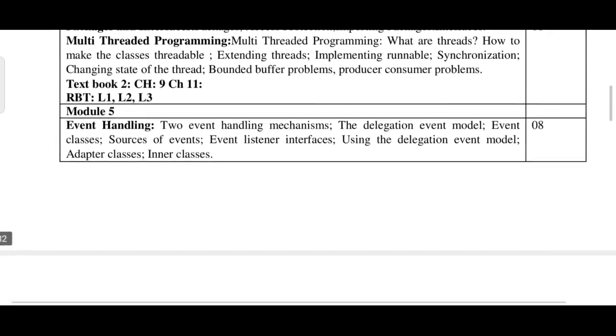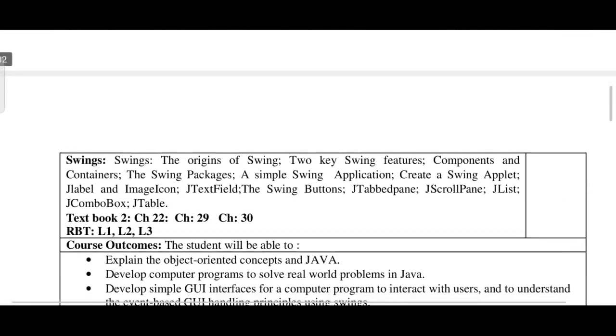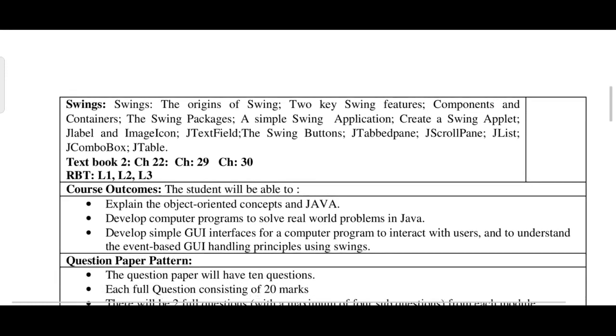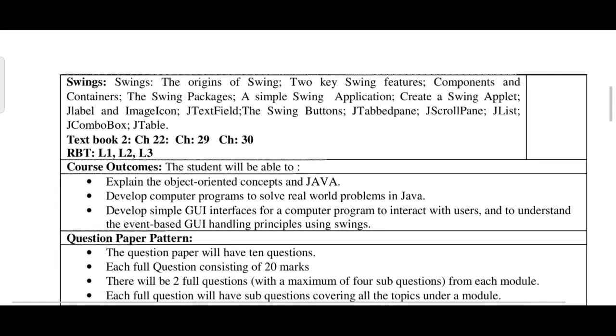As usual, there are 5 modules. You are supposed to study all the 5 modules, and there will be 2 questions from each module, as you are aware of, right? And you have to answer either the first one or the second one from each module, right? Please go through the course outcome. The student will be able to explain the object oriented concepts and Java after completion of this course.